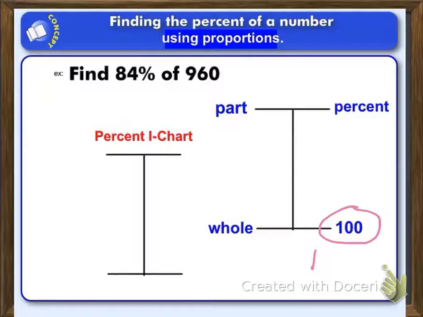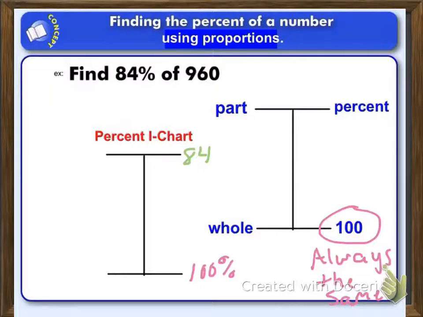With that, we have our whole, which is just like the 100%. Percent is always written over 100. Our whole is the whole thing, just like 100% is always 100%. So if I'm going to put this example into an eye chart, I have my 100% that I'm going to write down here. And then the other thing that I know would be the 84%, so I'm going to put that on top.